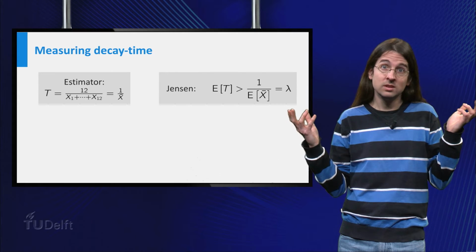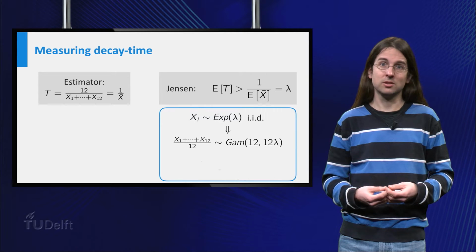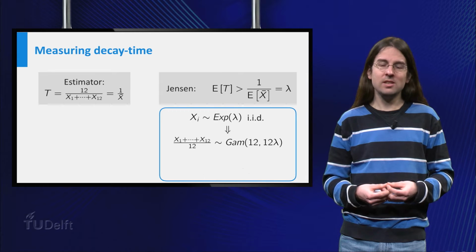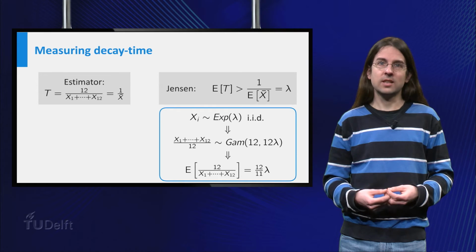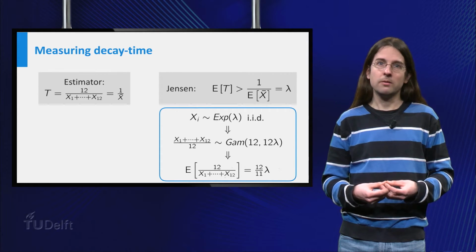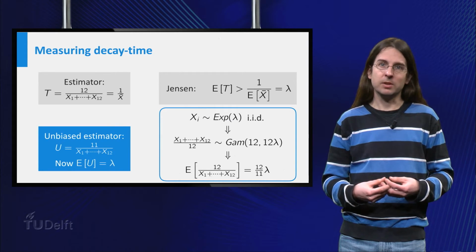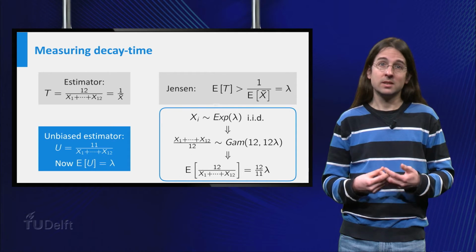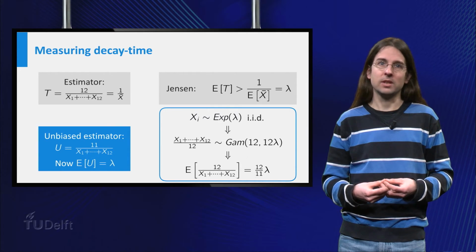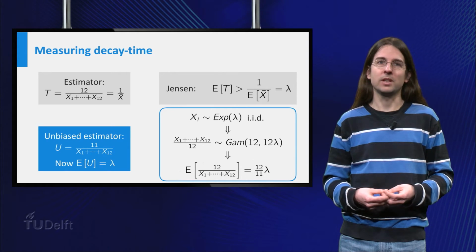How can we resolve this? Well, because we know that the average of several exponential distributions follows a gamma distribution, in this case we can explicitly calculate the expectation of 1 over the average. We find that this expectation equals 12/11 times lambda. So if we use 12 over 11 times 1 over the average as an estimator, the expectation of this new estimator U does equal lambda for all values of lambda. This new estimator is thus an unbiased estimator for lambda.